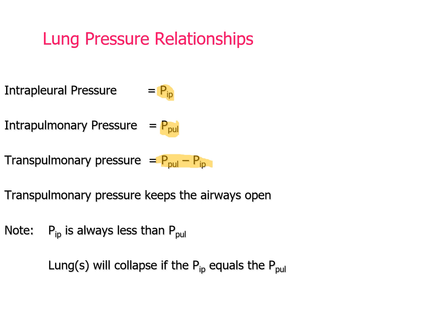You should notice that the intrapleural pressure is always lower than the intrapulmonary pressure. Because the intrapulmonary, or intraalveolar, pressure is greater than the intrapleural pressure, it tends to hold the lungs against the walls. If the two are equal, as I said before, they would collapse.